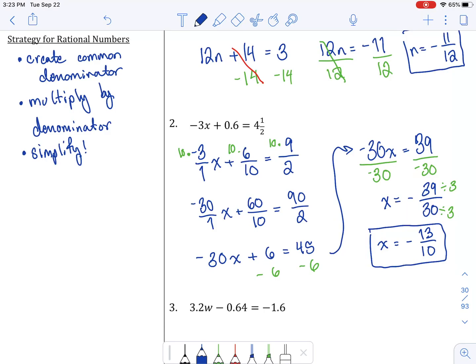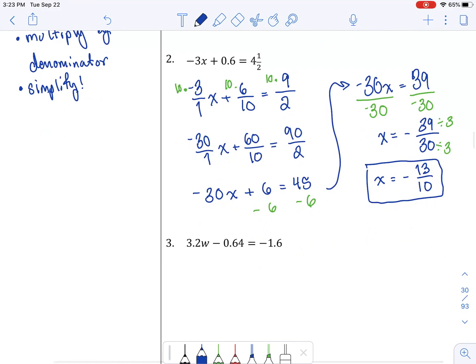Now, for those of you who just feel ready, can move on. If you want to see another example, look at the PDF that's attached, and there's an example of how to do a problem with all decimals.